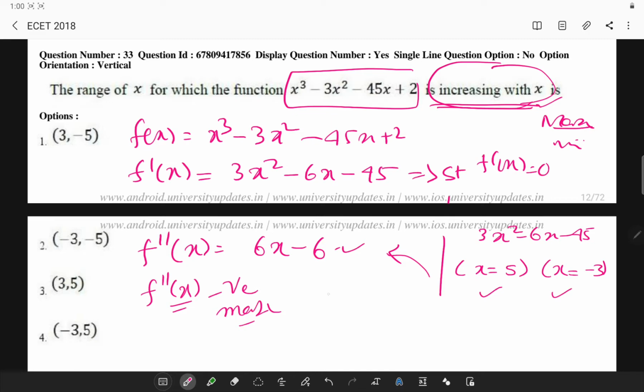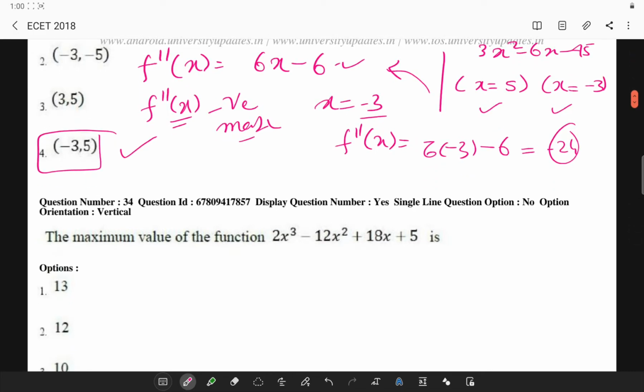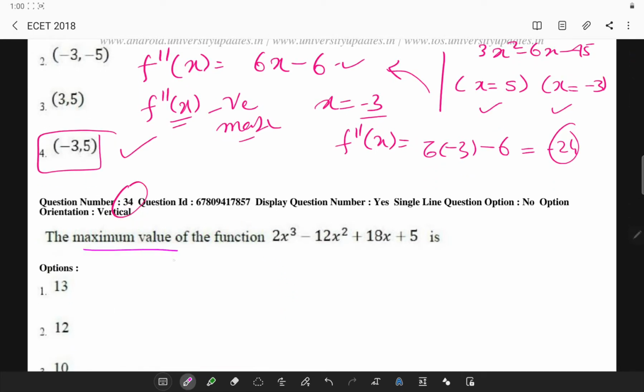So f double dash x, if I substitute x is equal to minus 3, I'll be left with f double dash x is equal to minus 6 into minus 3 minus 6, which is minus 24. So the answer for this is minus 3 comma 5. Similarly, for the next question, you are supposed to calculate again the maximum value.